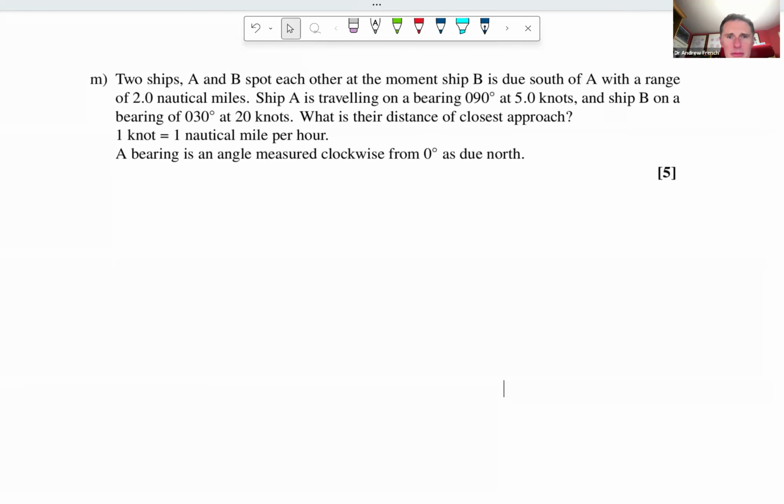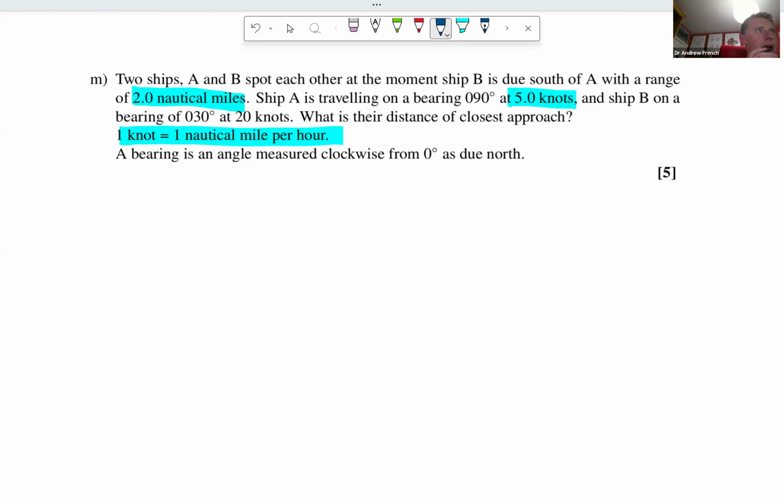So we've got two ships, A and B, spotting each other at the moment. Ship B is due south of A with a range in nautical miles. We've got bearings and we've got knots, so nautical miles per hour, basically. So we don't need to convert to anything. Basically what we want is a scale: the distance is in nautical miles and time in hours.